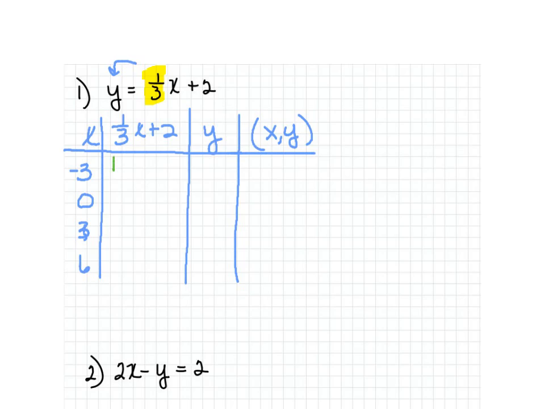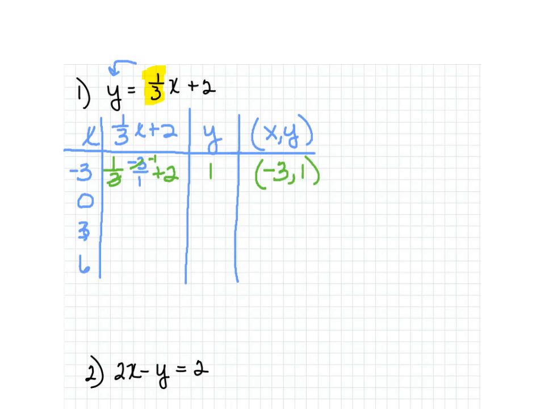All right, so let's do that. 1/3 times -3/1 plus 2. What is 1/3 times -3/1? Well, notice that you will be cross-canceling here and here. And so that's -1. -1 plus 2 is +1. So we know that where x is -3, y is +1.